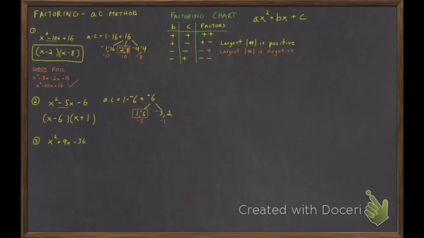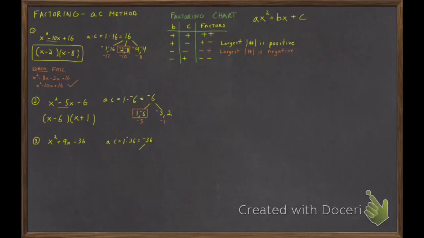Alright, the next problem, question 3 says x squared plus 9x minus 36, and we want to factor that. So again, we use the AC method, a times c, which would be 1 times 36, actually negative 36, and we get it to be negative 36. Now, what are our factors of negative 36?